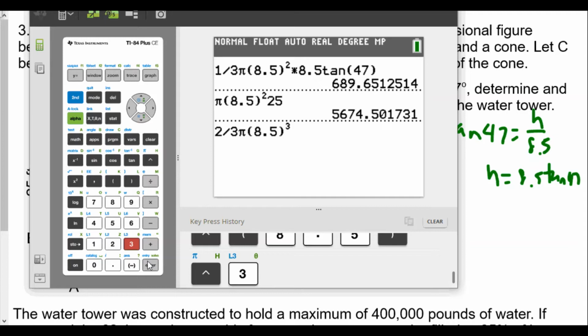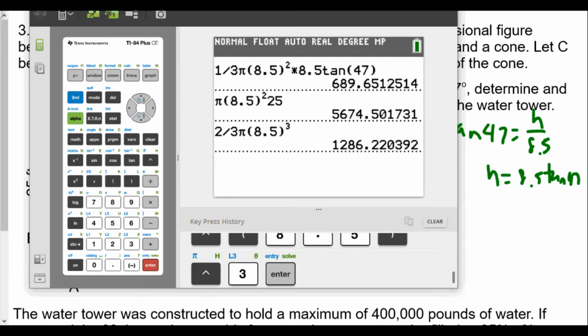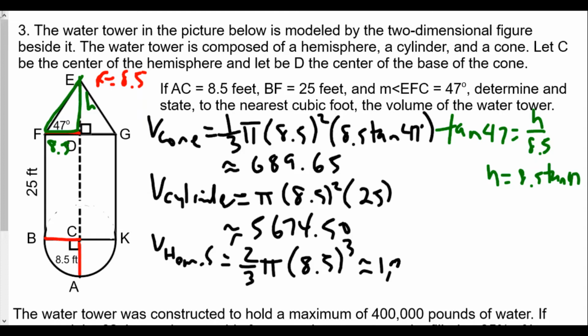Now, I know a lot of you use the calculator, but you really do have to write out what you're typing into the calculator, because even though the work is calculator based, you have to show where the values come from. If you only write out the numerical value for the volume of the hemisphere, which is 1,286.22, without showing where the work comes from, you're not going to get credit for it. So you have to write down 1,286.22.